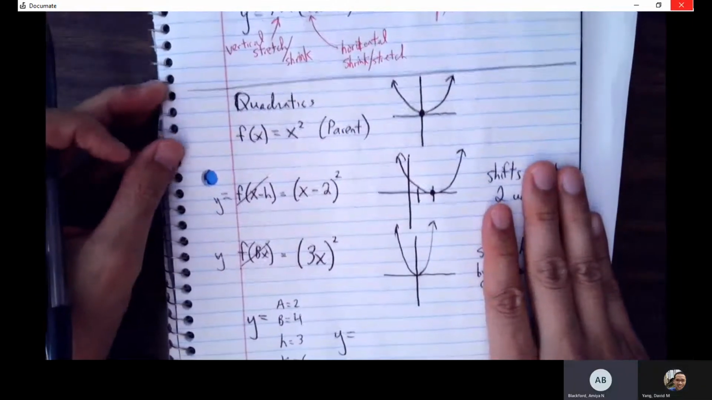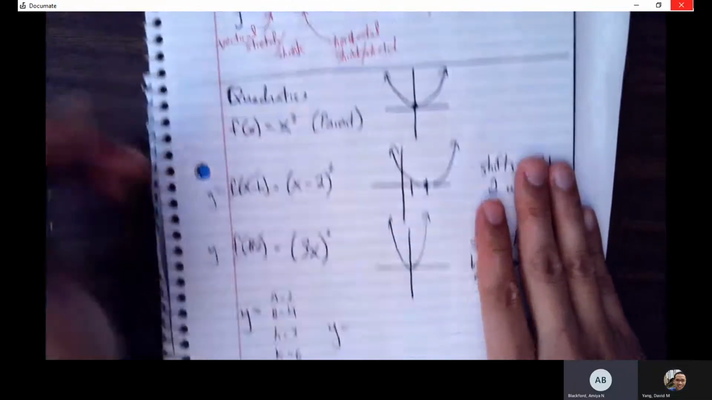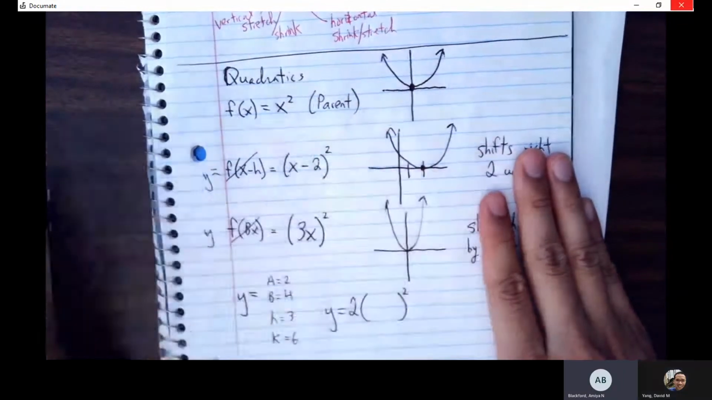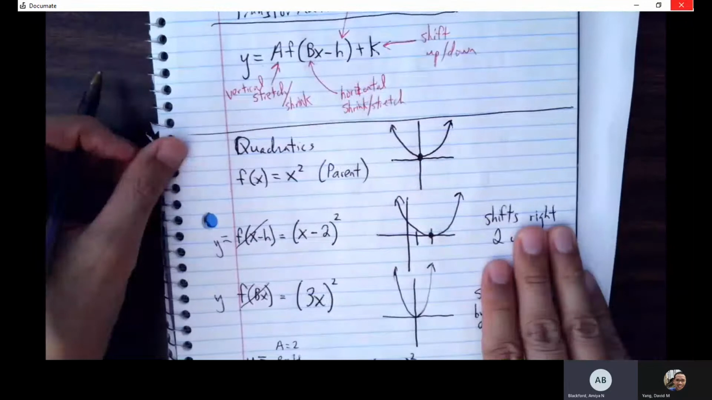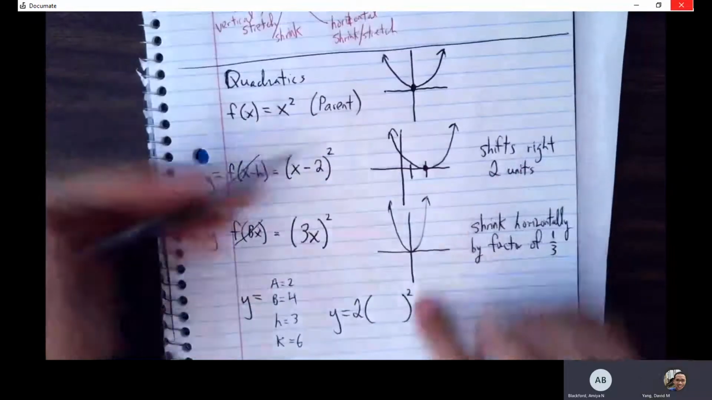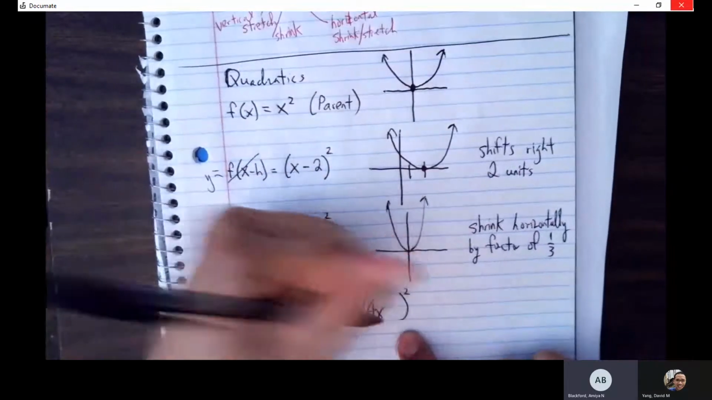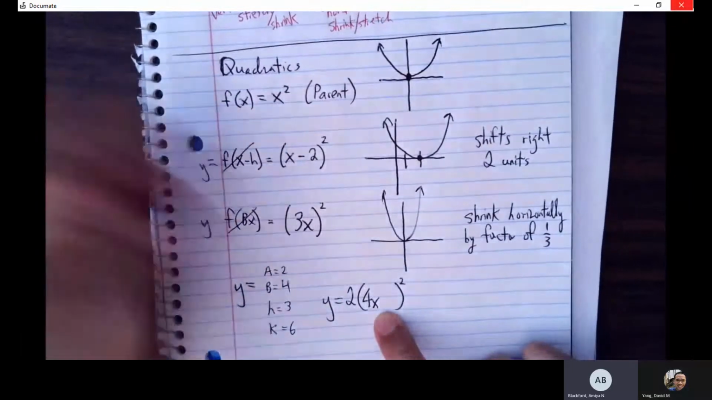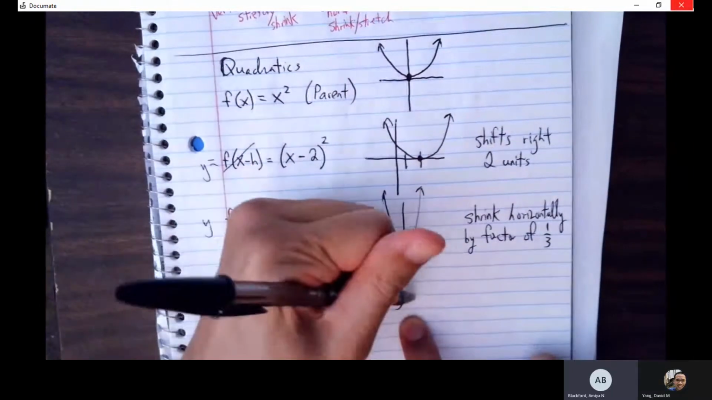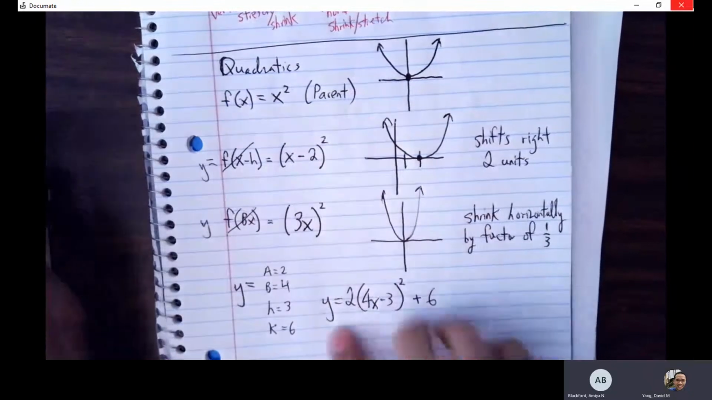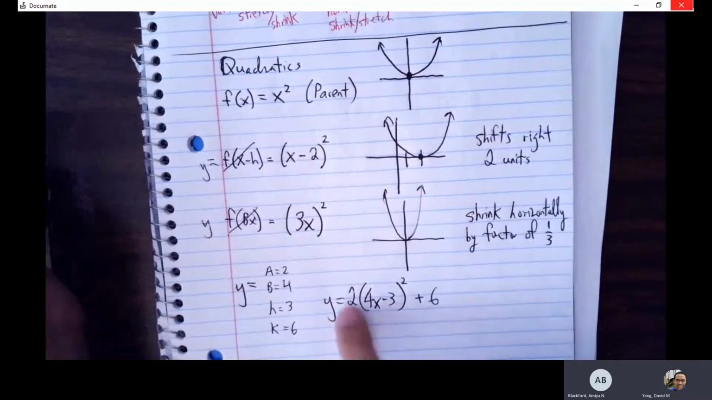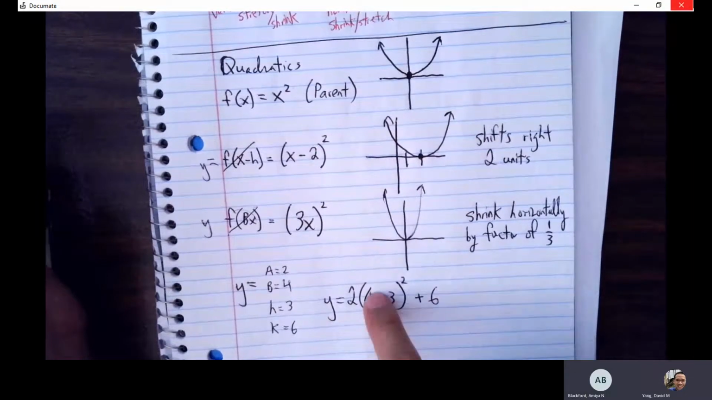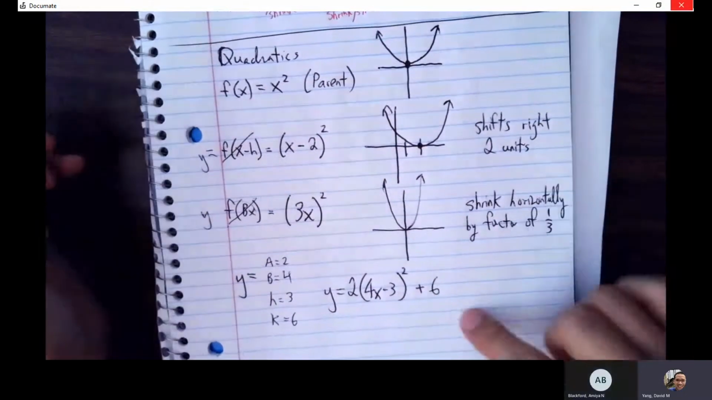It'll be y, and then your a will go first. Parentheses, and then your b will go. I put 4 for that, so 4 going in parentheses. 4x, and then it'll be minus 3 plus 6. Yeah, and then you would just graph it, and you would describe what's all happening. Stretch, movement, left, right, stretch, shrink, all that.